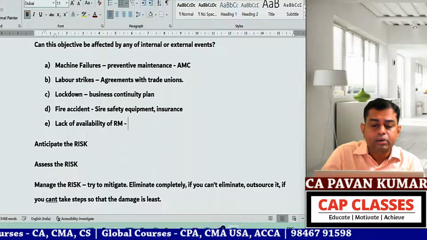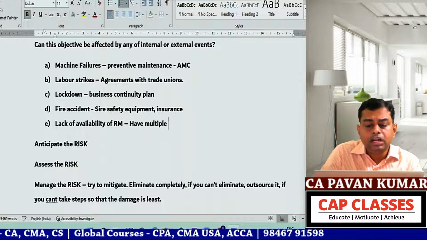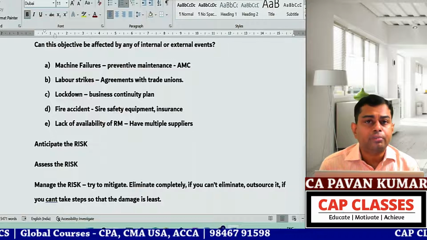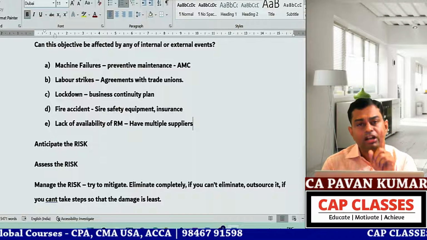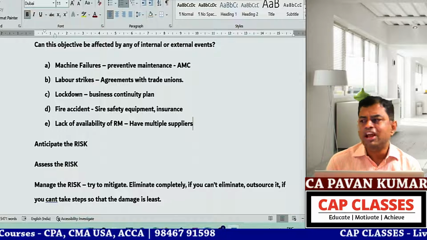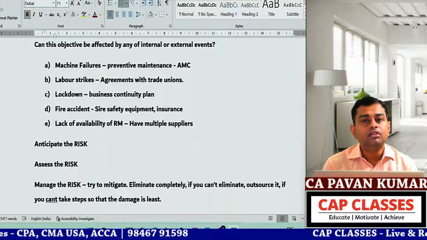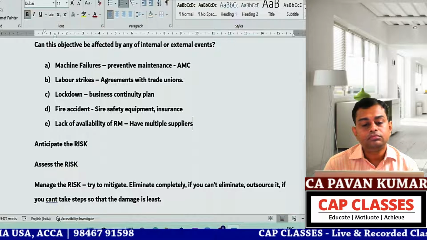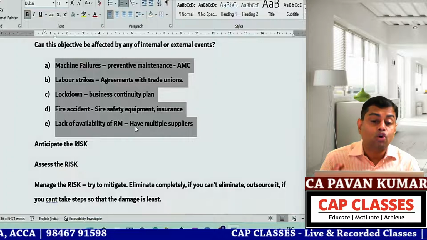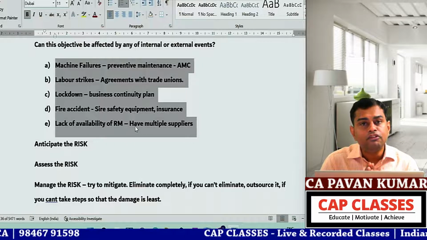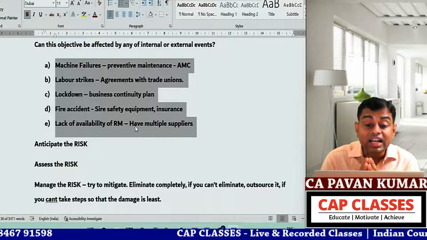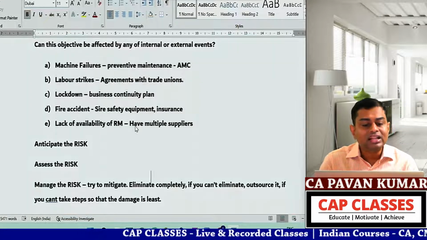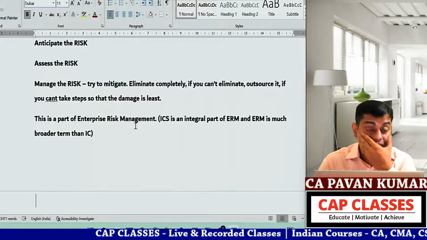Lack of availability of raw materials. Have multiple suppliers. Enter into contract with them. For example, Toyota kind of company, do you think they'll enter into agreement only with one company for supply of tires? No, they will have 4 or 5 suppliers. If one is not listening to them properly, they will change the supplier. Next second, tires will come. So this is the role of risk assessment team. This is what we are going to discuss today. You understand the backdrop? You understand the backdrop of risk assessment?